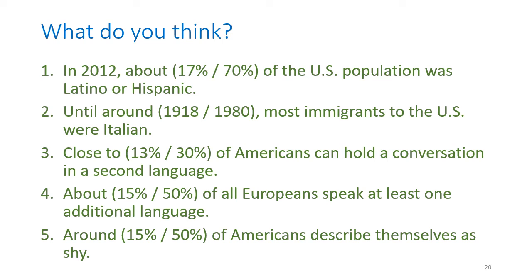1. In 2013, about 17% of the U.S. population was Latino or Hispanic. 2. Until around 1918, most immigrants to the U.S. were Italian. 3. Close to 30% of Americans can hold a conversation in a second language. 4. About 50% of all Europeans speak at least one additional language.